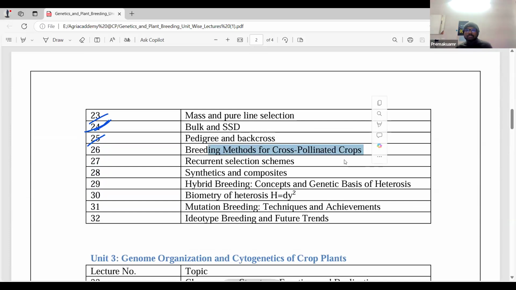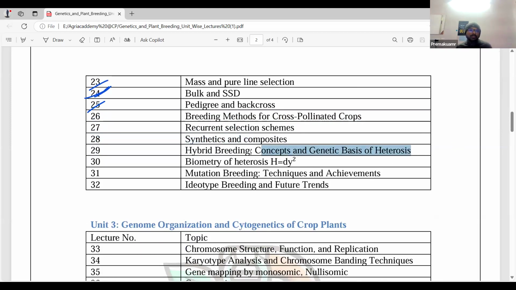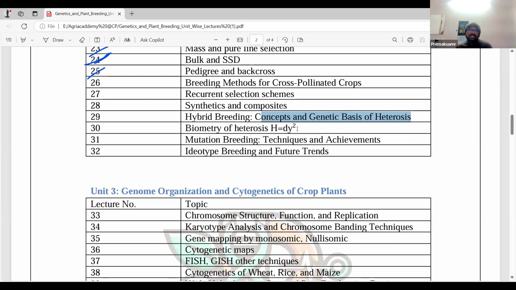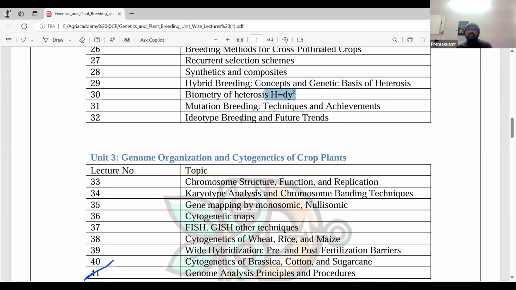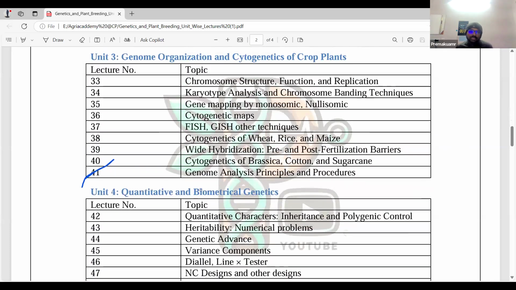Okay. Then breeding methods for cross-pollinated crops. I think I have taken more time, like 3 or 4 classes, to cover recurrent selection schemes, synthetics and composites, and hybrid breeding. Okay. I had discussed those, but exactly how to derive this, I will discuss in biometrics. Then mutation breeding I will discuss, I think in this week only. Ideotype and mutation breeding I will combine and take. They are very simple topics, so I will cover them in a single class. Then these things I will deal with in detail.